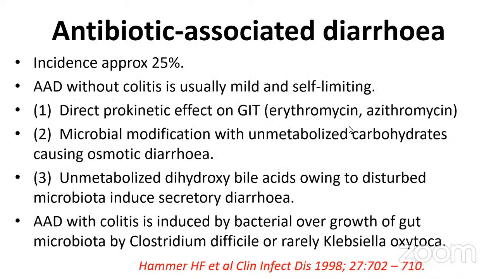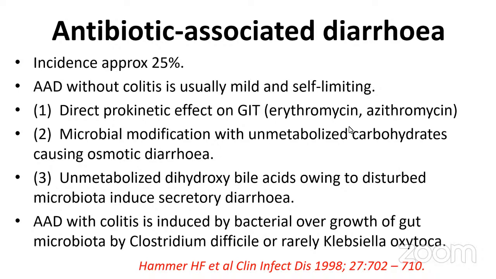Antibiotic associated diarrhea, approximately 25%, without colitis is usually mild and self-limiting. So direct prokinetic effect on GIT, erythromycin and azithromycin. Microbial modification with unmetabolized carbohydrates causing osmotic diarrhea, as I mentioned previously, which is causing osmotic because they can absorb more water. And unmetabolized dihydrobile acids owing to disturbed microbiota, inducing secretory diarrhea. So that here the secretions are more and absorption by the gut is less.